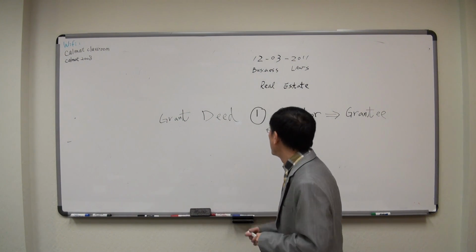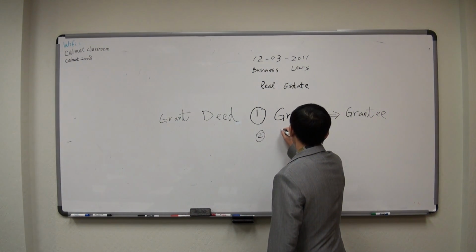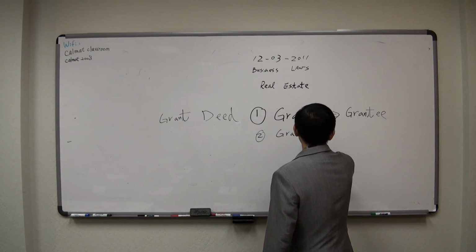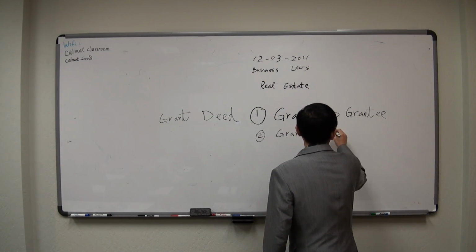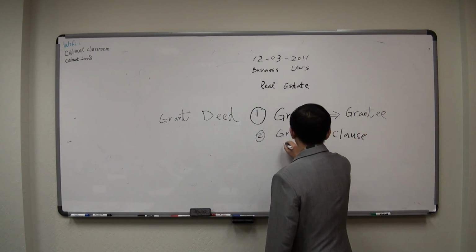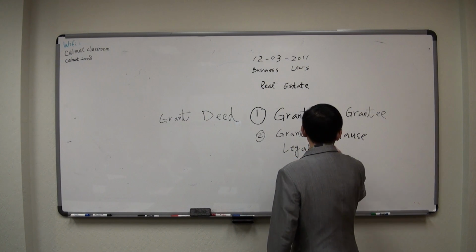Number two, you have the granting clause. I do not want to spend too much time here. This is called the legal description, and I don't want to spend too much time on that either.